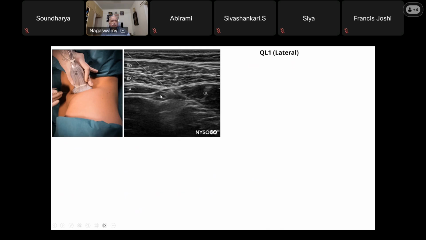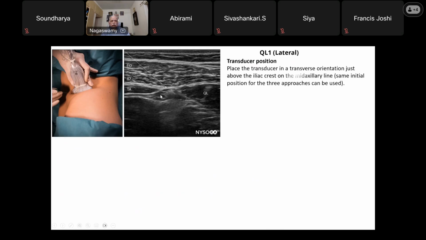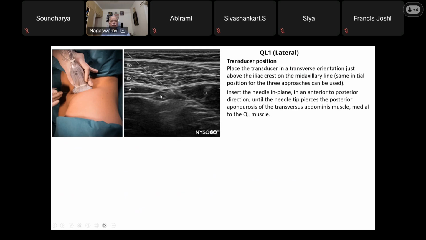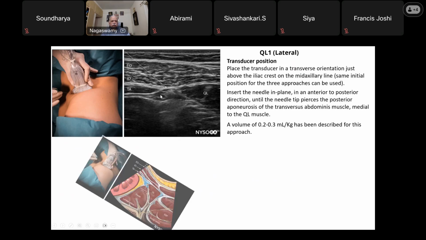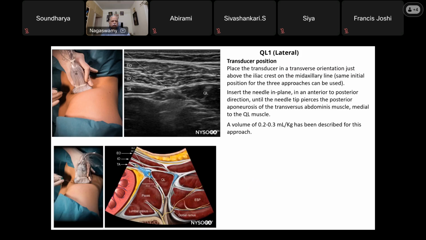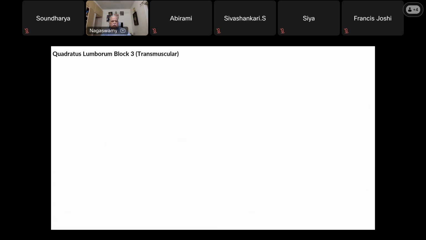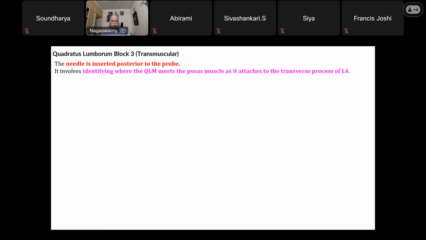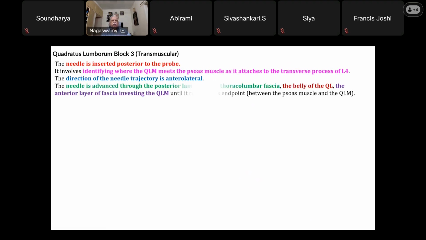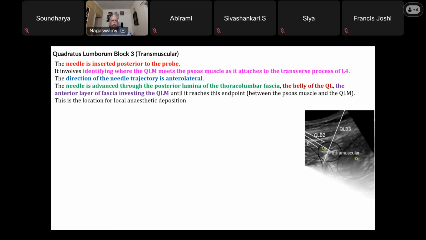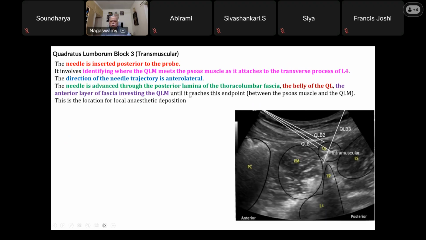This junction, this is the anterior approach, and this is transducer position 1, and this is the second approach where you deposit posteriorly. So this is the quadratus lumborum at the lateral. This is the posterior approach. Again, the needle goes in like this. 3 is transmuscular. So in this one picture, you have all the directions of 1, 2, 3, and 4.